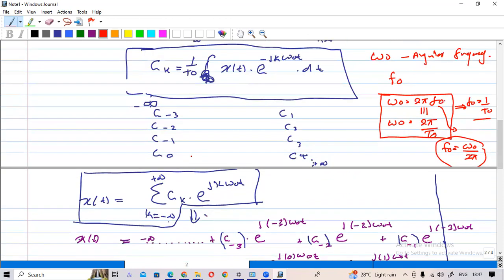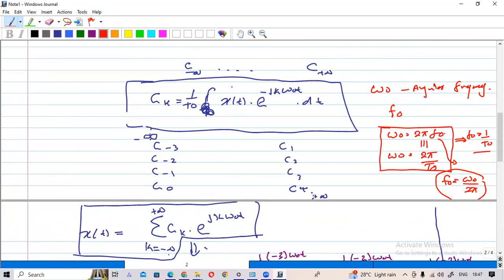At the beginning, I told you that if you want to evaluate the sum, a continuous time signal has an infinite number of time values. So you can't just add them. At the beginning, I told you this.